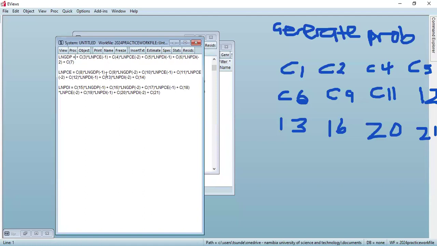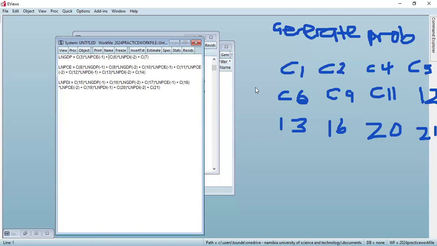You just delete them. Then C4 and C5. You just delete those, C4 and C5. So this is what you remain with on that equation. Then C6 is also going. Then we go to C what?